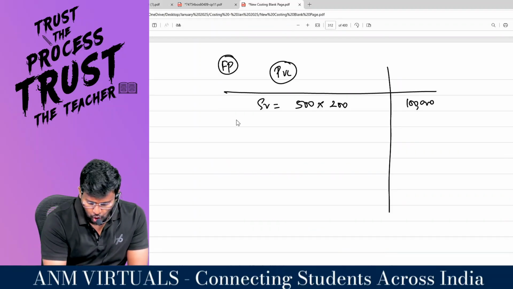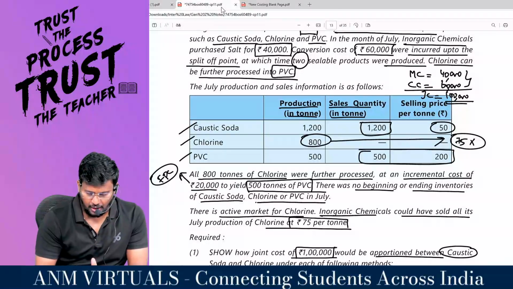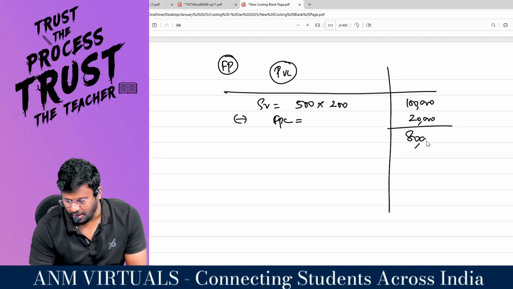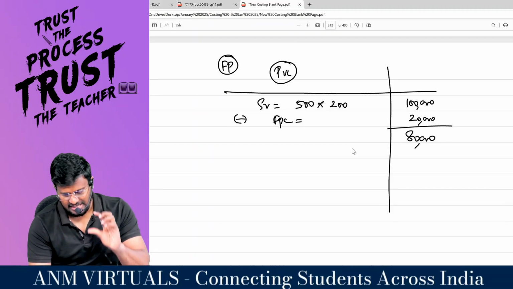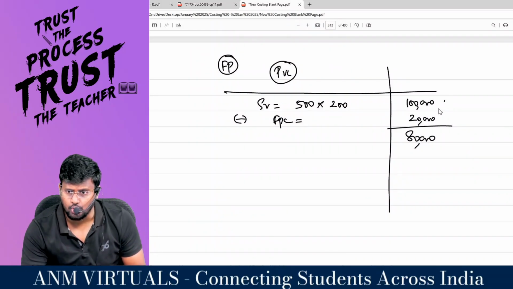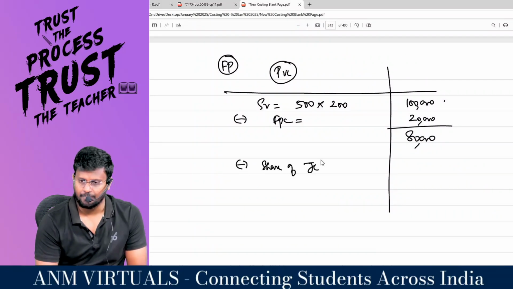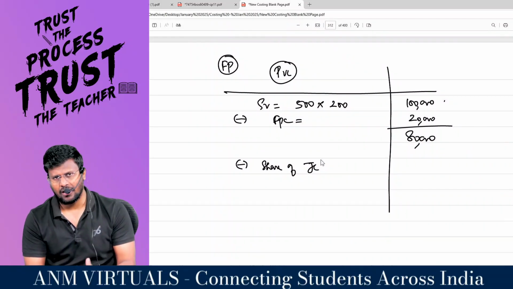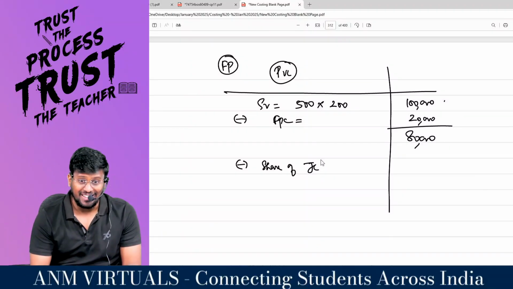But in order to enjoy this 1 lakh, I should spend the further processing cost. What is the extra further processing cost? I should spend 20,000. Are you really with me? So I will be getting 80,000 rupees. Clarity, 80,000 rupees. This is the extra. But to enjoy the 1 lakh rupees of sales, I should bear the joint cost also. Let's say the share of joint cost. Now what I am seeing is whether to sell at the split off point itself or after further processing.